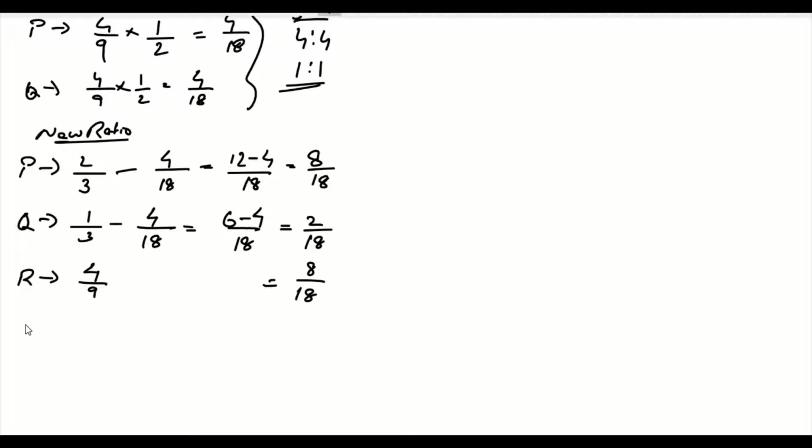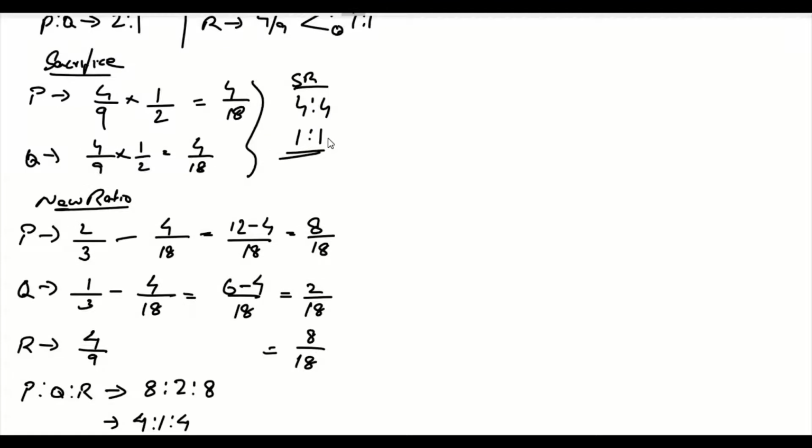So what's the new share between P, Q and R? It's 8:2:8, or you can simplify it as 4:1:4. That's the new ratio. We are also required to pass the journal entries relating to this.